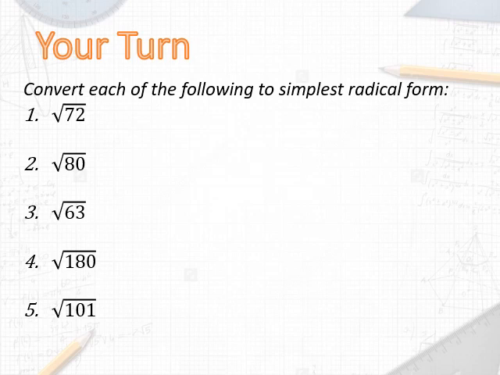All right, let's see how you did. So the first one, 6 root 2. Now where do we get that? That would be root 36 times root 2. So 36 times 2 is 72, and then the square root of 36 is 6. Second one, 4 times root 5, so that will be root 16 times root 5. Those are my factors, and square root of 16 is 4. And then 16 times 5, 80.